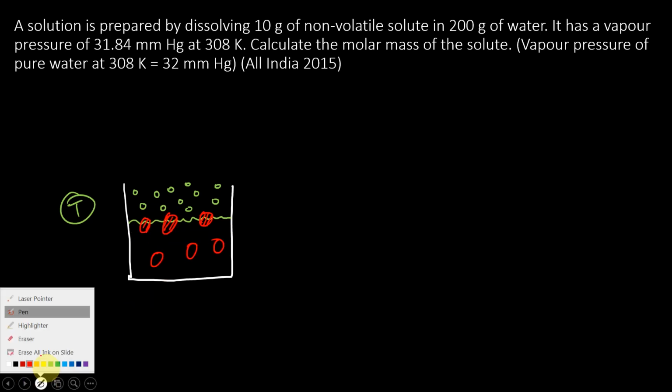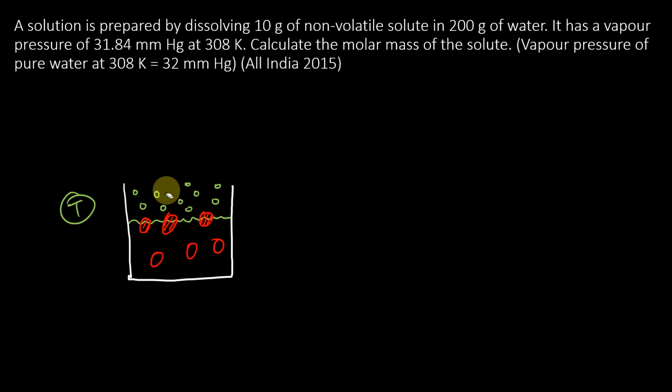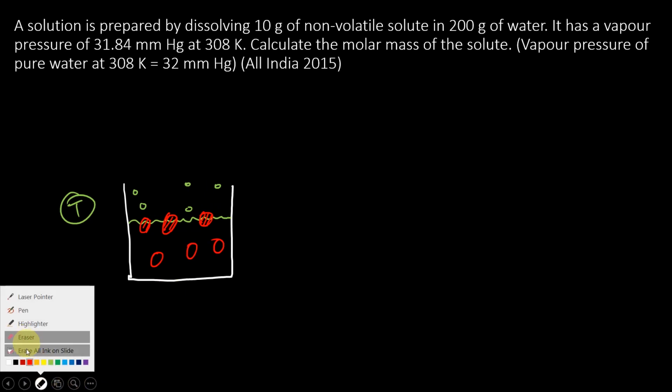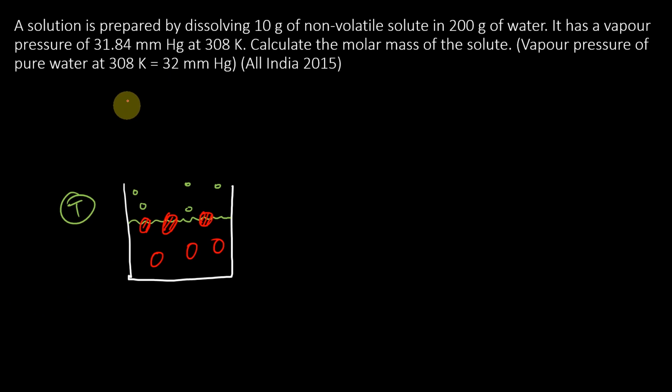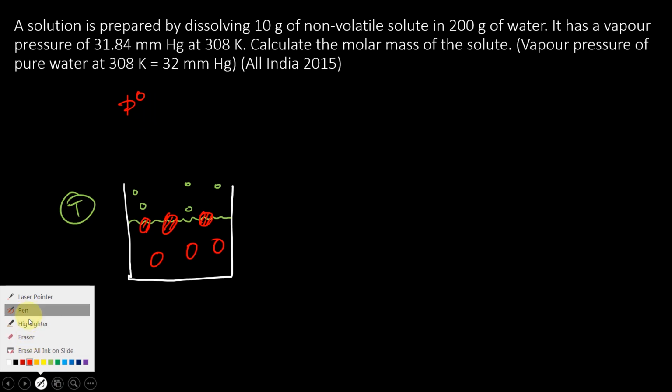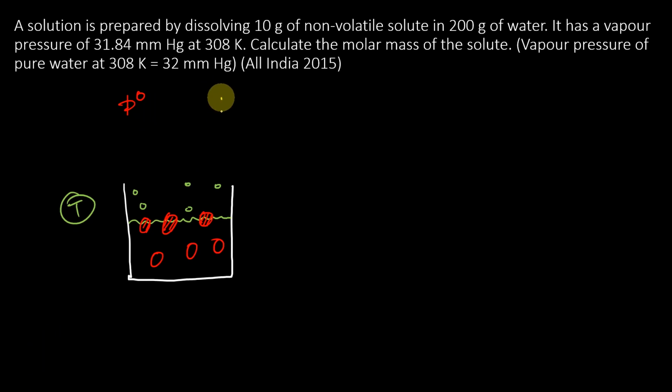As a result, what will happen? It will result in a decrease in the amount of vapors. If vapors decrease, vapor pressure will also decrease. So vapor pressure of the pure solvent is always taken as P naught and vapor pressure of the solution is taken as P. Always remember dear students, P naught is always greater than P. So this question is based on Raoult's law.